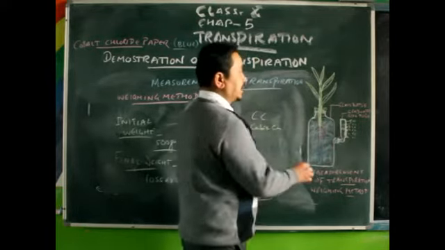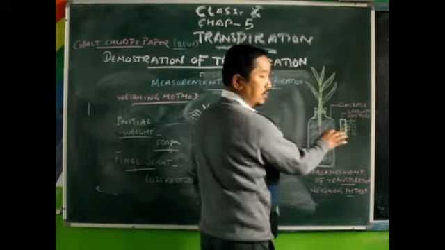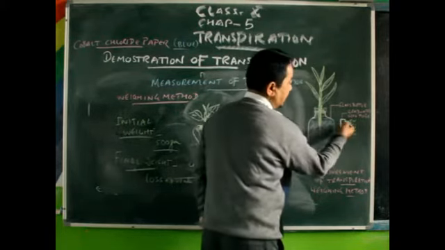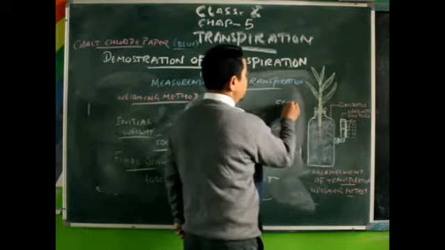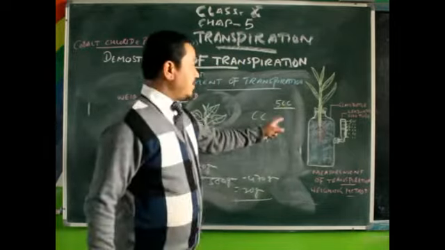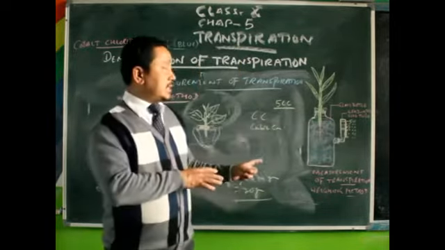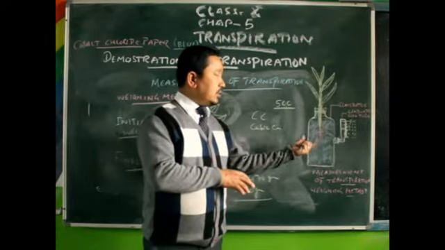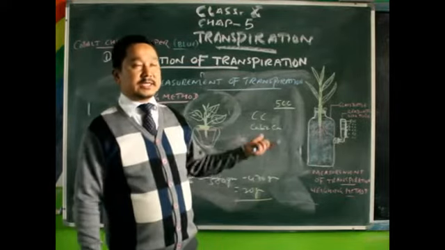Then take the initial reading of it. So now, in the beginning, let us say the water level is 5 cc. Suppose it is coming 5 cc. 5 cubic centimeter is showing out here. All right. Now keep this set up outside for some hours, let us say 2-3 hours.